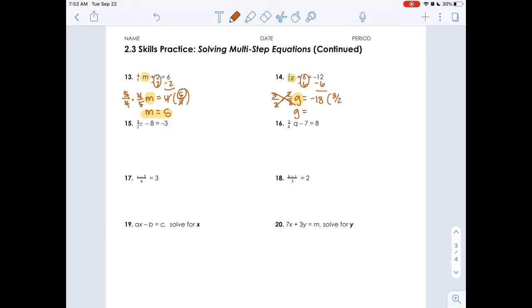I multiply by 3 over 2 here as well. So I multiply negative 18 times 3, which is negative 54. Divide that by 2, and I get negative 27.